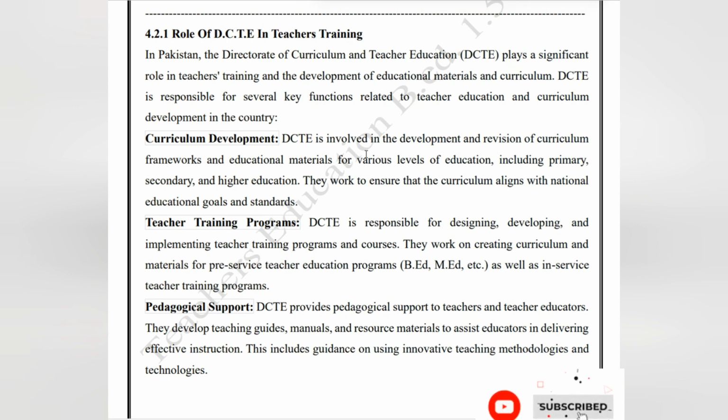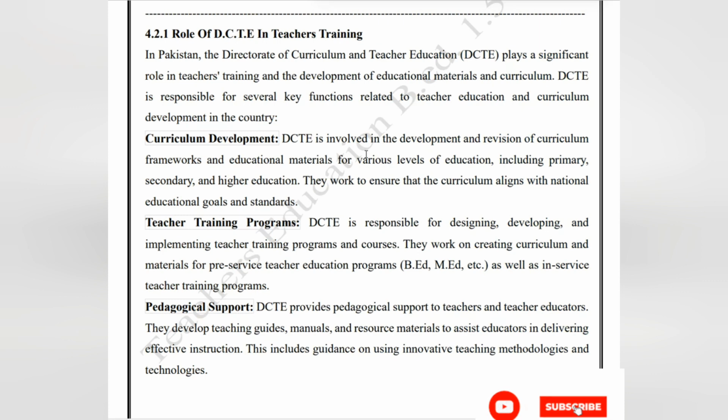So we discuss in this lecture what is the role of DCTEs in teacher training programs in Pakistan, especially at elementary level. In Pakistan, the Directorate of Curriculum and Teacher Education plays a significant role in teacher training and development of educational materials and curriculum. DCTE is responsible for several key functions related to teacher education and curriculum development in the country.